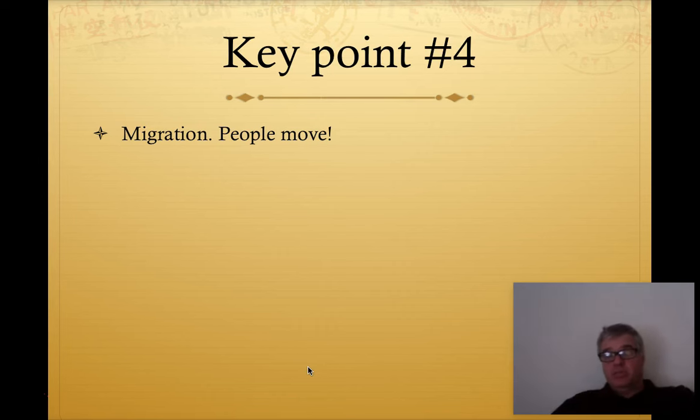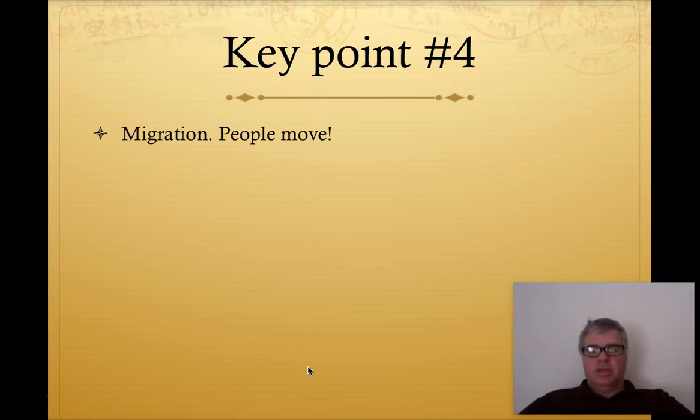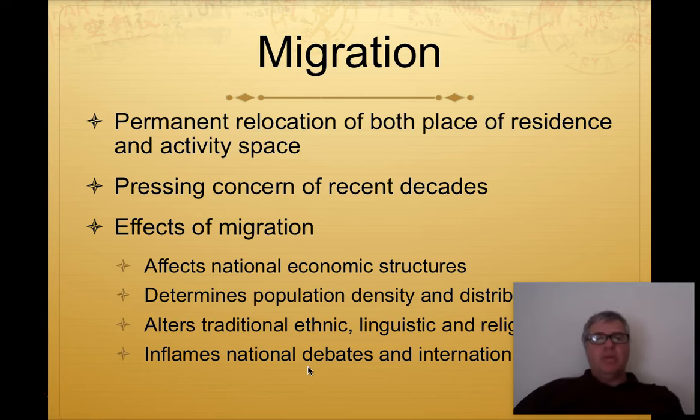All right, key point number 4, migration. And the key point here is people move. Immigration, of course, is a big political issue and has been for some time and probably will be for a long time. But people move, they always have. Migration is defined as the permanent relocation of place of residence and your activity space, and it's become a very pressing concern in recent decades.